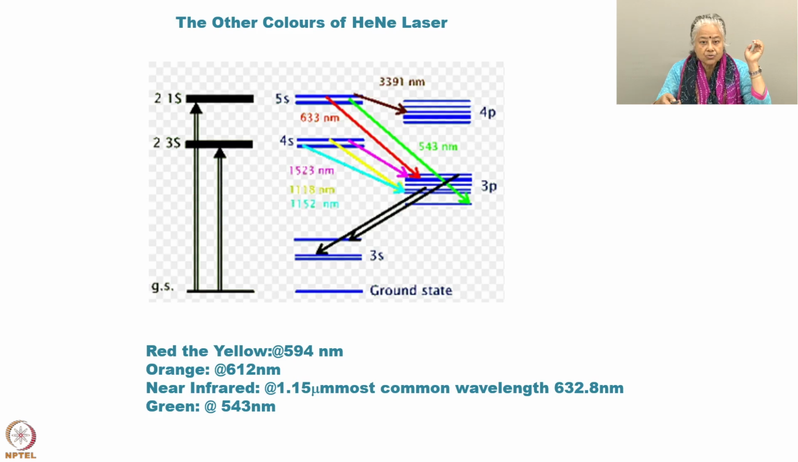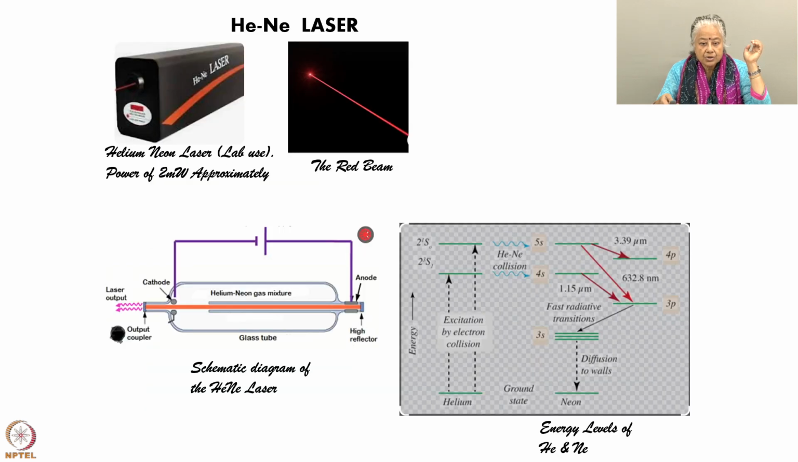Let me just go back to the previous slide. Now, how do I prevent the other lines from becoming the dominant line? You know, there is green, there is blue, there is red, say these three. How do I make only the red lase? Red has the maximum gain, so it is most likely to lase. But how do I make, say, the green line lase? So, I need a helium neon laser which is giving out a green light and there is no red light.